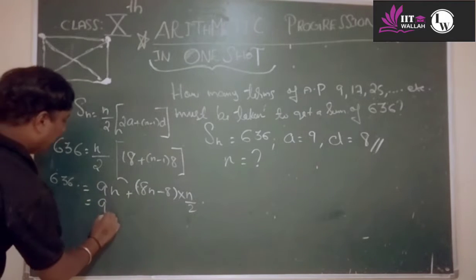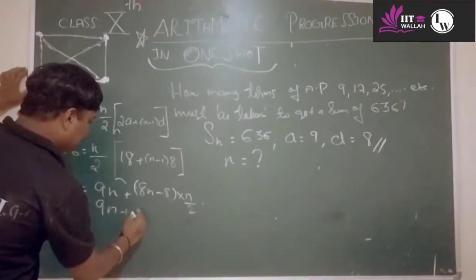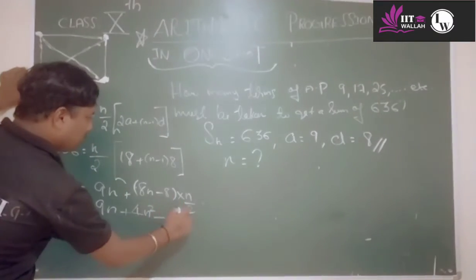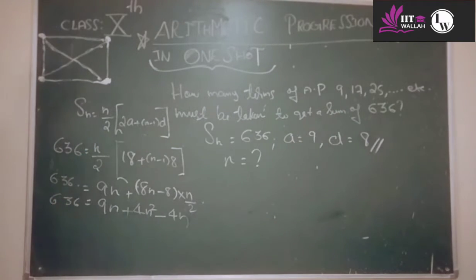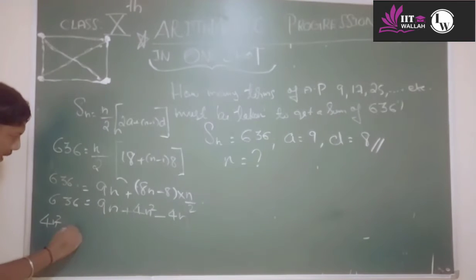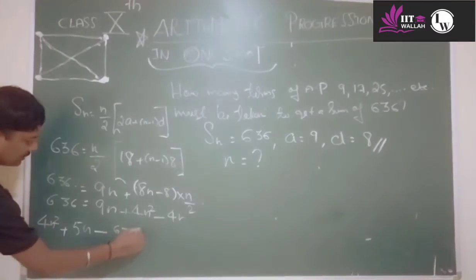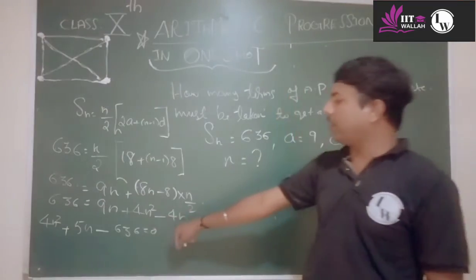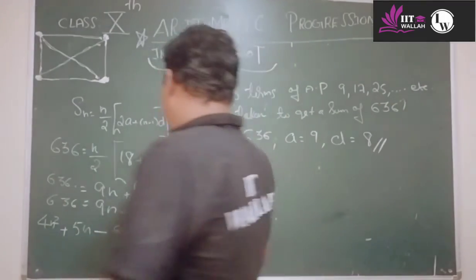Now 9n plus, if you multiply this, 2 and 8 cancel, so 4n squared minus 4n is equal to 636. It will come. So 4n squared plus 9n minus 4n, that is 5n, minus 636 is equal to 0. Here we got the required quadratic equation in n. This is a quadratic equation in n, so we can solve it using the quadratic formula.